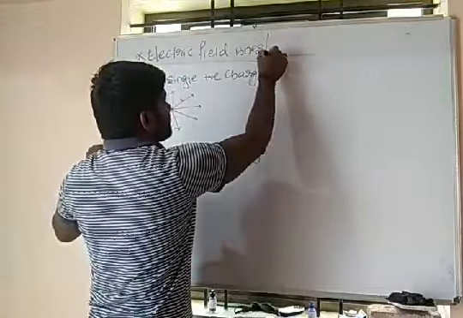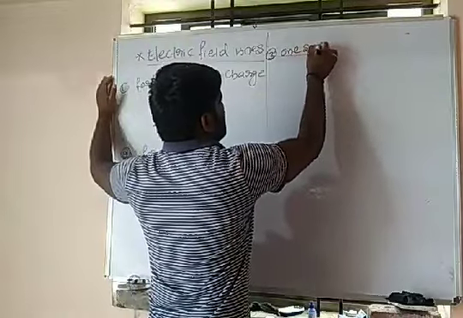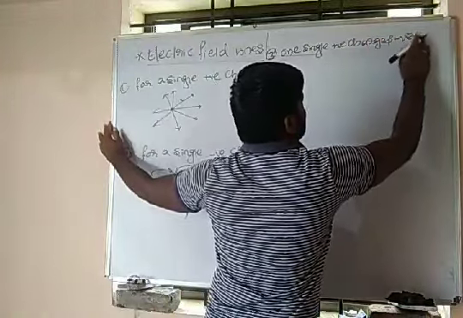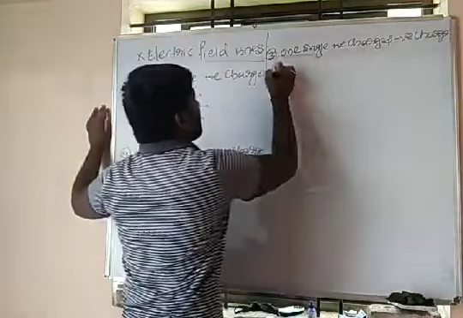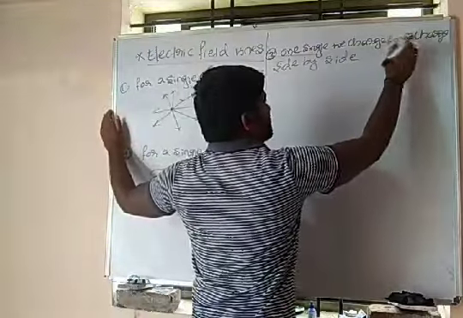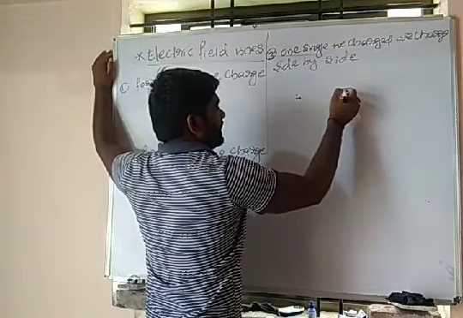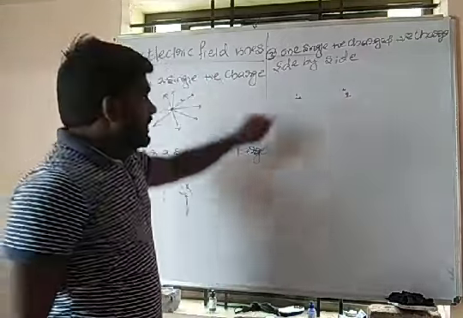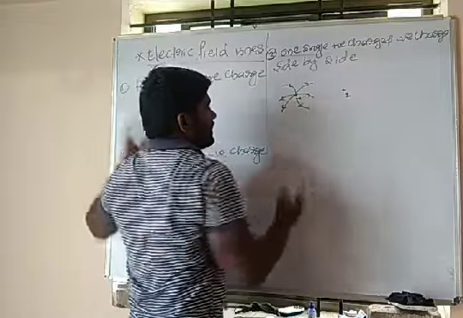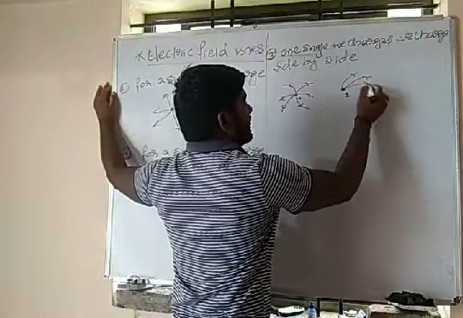Then for the third one, a single positive charge and a negative charge side by side. Sorry, let's take both positive charges. Here I am taking a positive charge, and here is also a positive charge. According to this charge, the electric field lines are radially outward for a positive charge. For this also, these are radially outward.